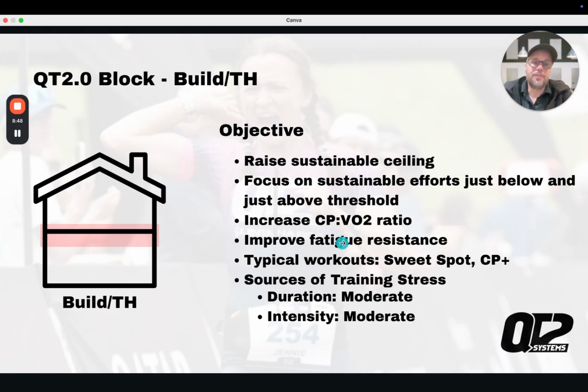And this also improves fatigue resistance. Typical kinds of workouts will be sweet spot, just below critical power, just above critical power. And the sources of training stress, duration will be moderate and intensity will be moderate.